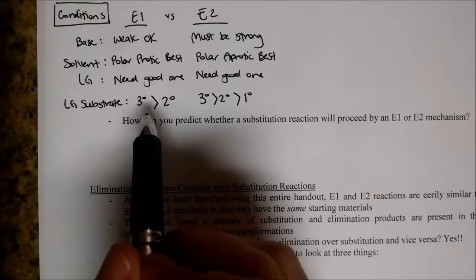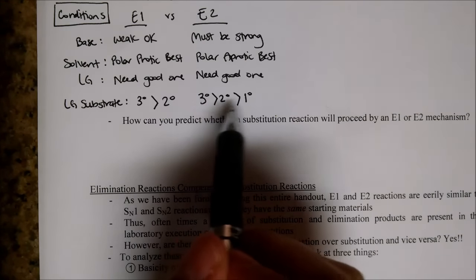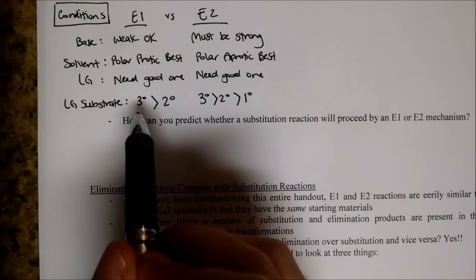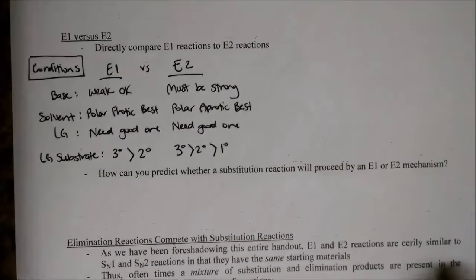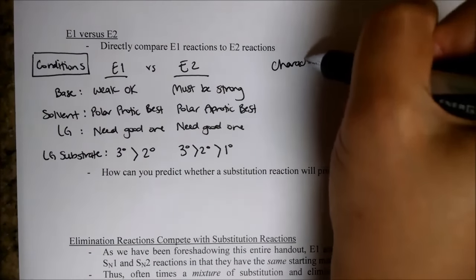Because again, this is based on the stability of the carbocation. Here it was the stability of the product. We form the most stable product because it's most substituted if we have a tertiary leaving group. Here we form the most stable carbocation intermediate, and that's why it was the fastest with the tertiary leaving group. Okay. How about the differences in characteristics?